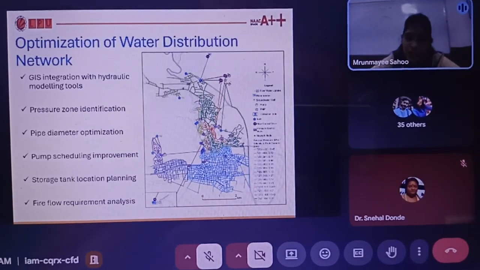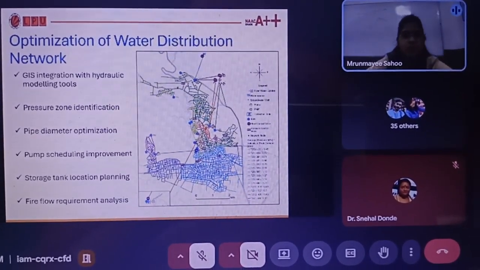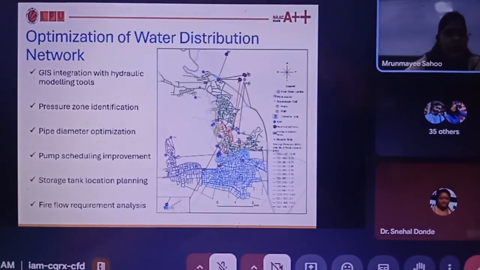Similarly, pump scheduling also we can improve, but it is not highly integrated with GIS. It will be integrated with AI or ML, your machine learning technique.